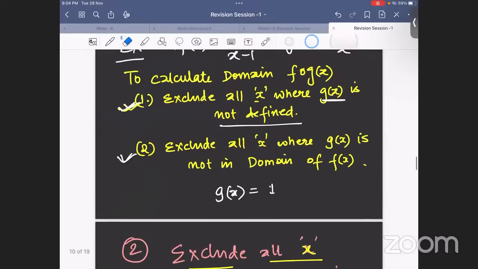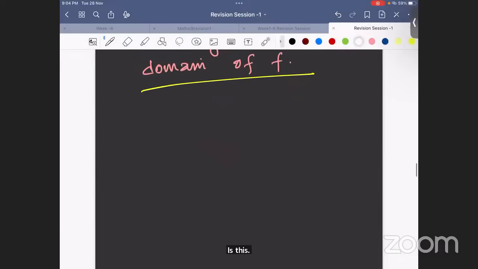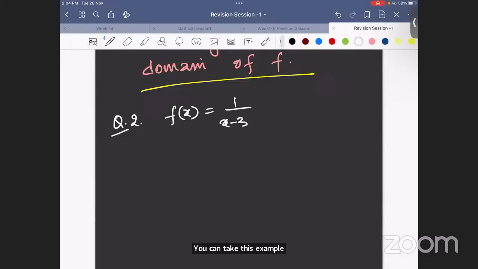Is this clear? Did you write this? Yes, sir. Okay. You can take this example, f(x), and solve this one. So we have to find f of g or g of f. F of g only. Domain.